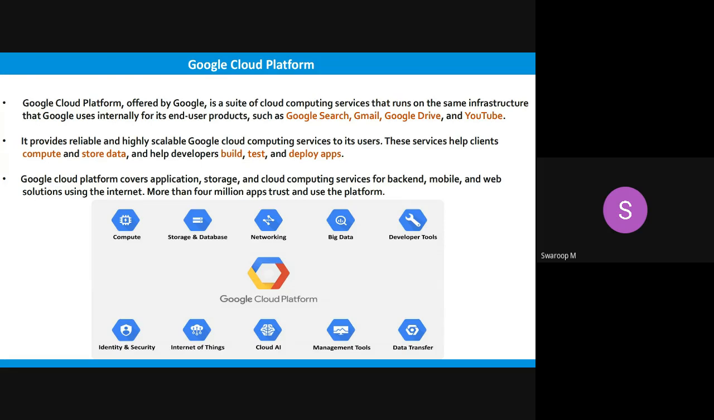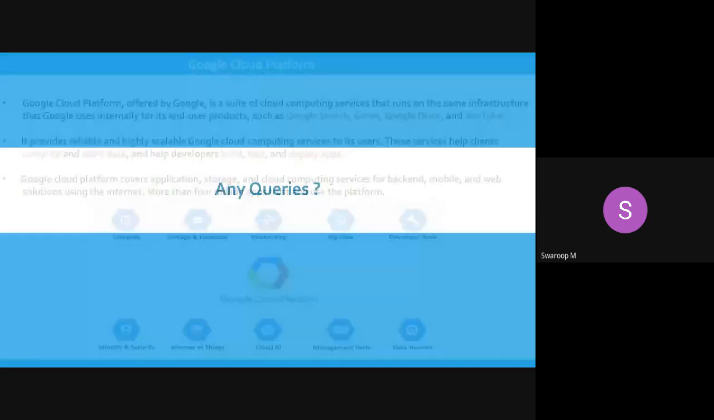So this is about the introduction of data science, its market and demand, and Google Cloud. If you have any queries, we can have a discussion.